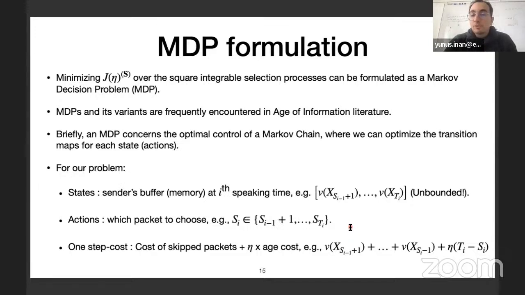And the one-step cost, the final ingredient for the MDP, is the cost of skipped packets in the buffer, because we cannot send them forever, right? If we choose a packet generated at S_i, we cannot send these packets. So these contribute to our total distortion cost, plus eta, the weight, times the cost of age, which is the current time, the ith speaking time, minus the ith selection time.